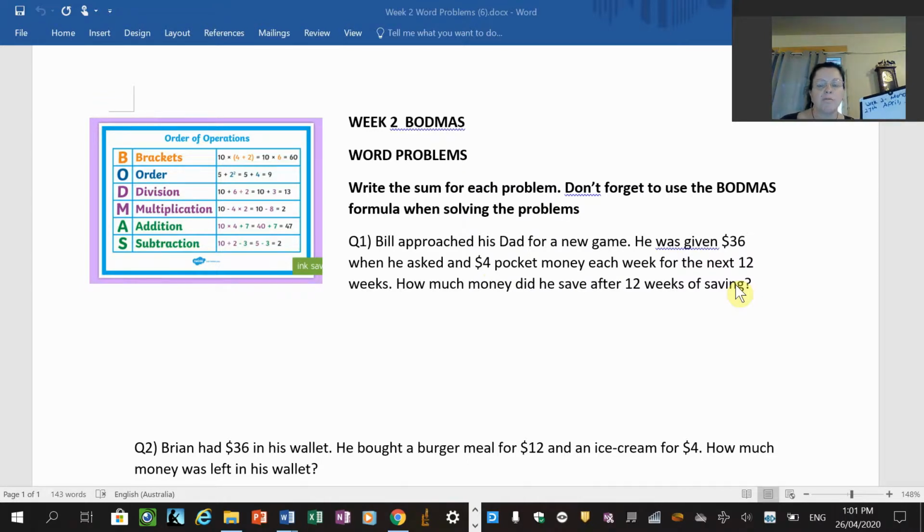So Bill approached his dad for a new game and he was given $36. But when he asked, he was given another $4 over 12 weeks. So then what we have to do is add that $36 to those 12 weeks where he was given a further $4. If we work it out like that, that's going to be incorrect. So we need to work out our 12 times 4 first and then add our 36.